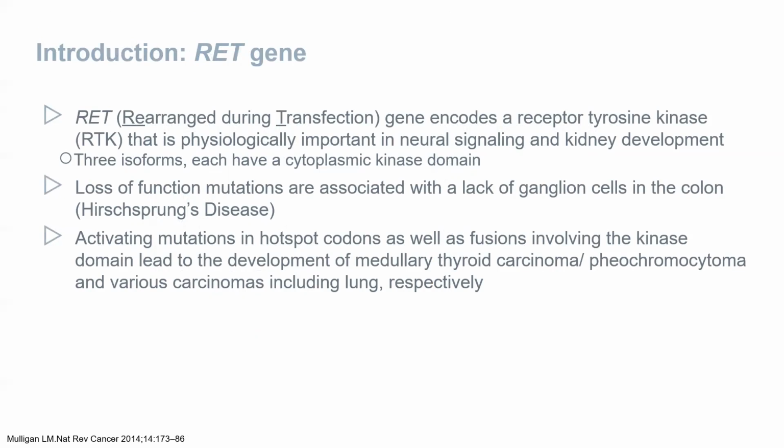Activating mutations are present in the germline of patients with multiple endocrine neoplasia types 2A and 2B, which are characterized by pheochromocytomas, medullary thyroid cancer, and parathyroid gland neoplasia. Activating mutations can also be sporadic in medullary thyroid carcinoma. Sporadic RET fusions have been identified in many different types of cancer, but most notably present in non-small cell lung cancer.